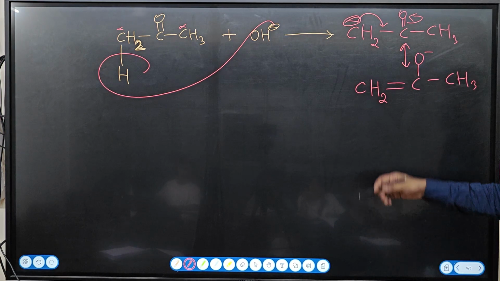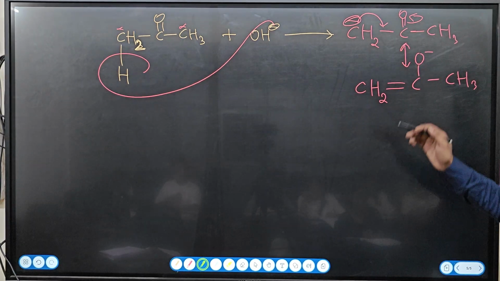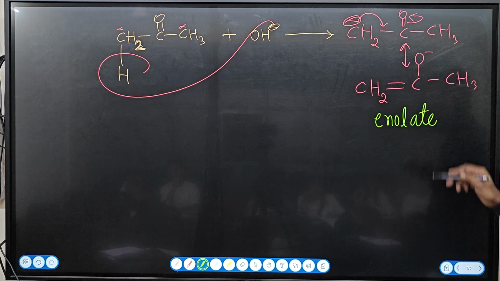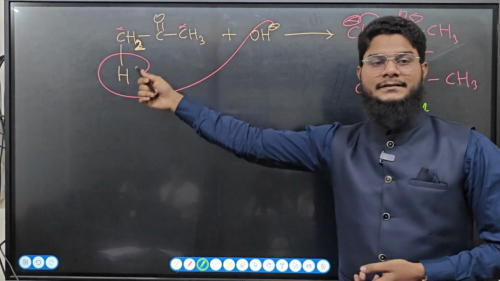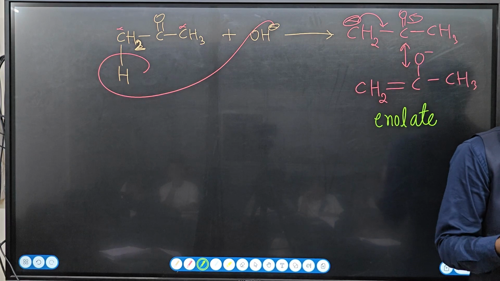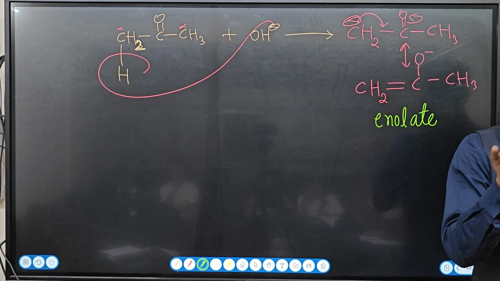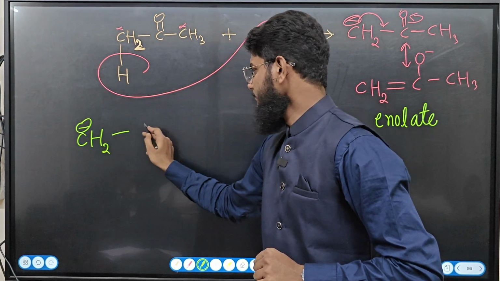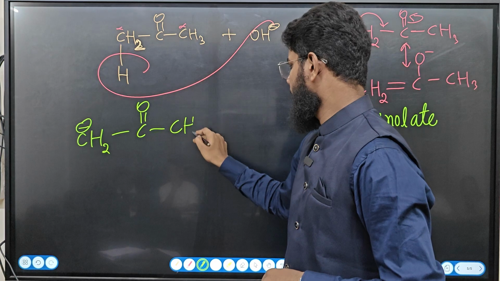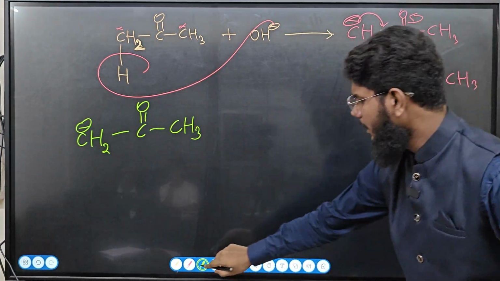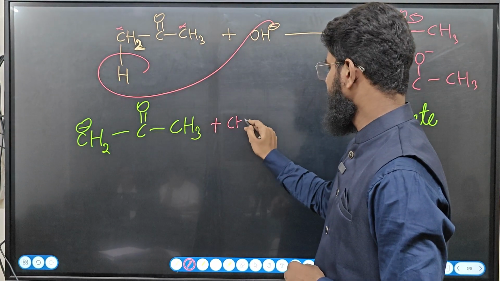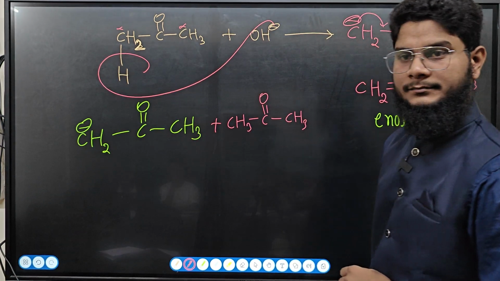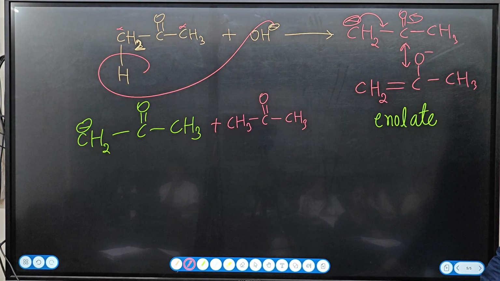This is the first step. What's the name of this molecule? It's enolate. Enolate. So this is the first step of the mechanism. Second step, combination of two molecules. So you have the first molecule, this one, and it will combine with another molecule of acetone, right?